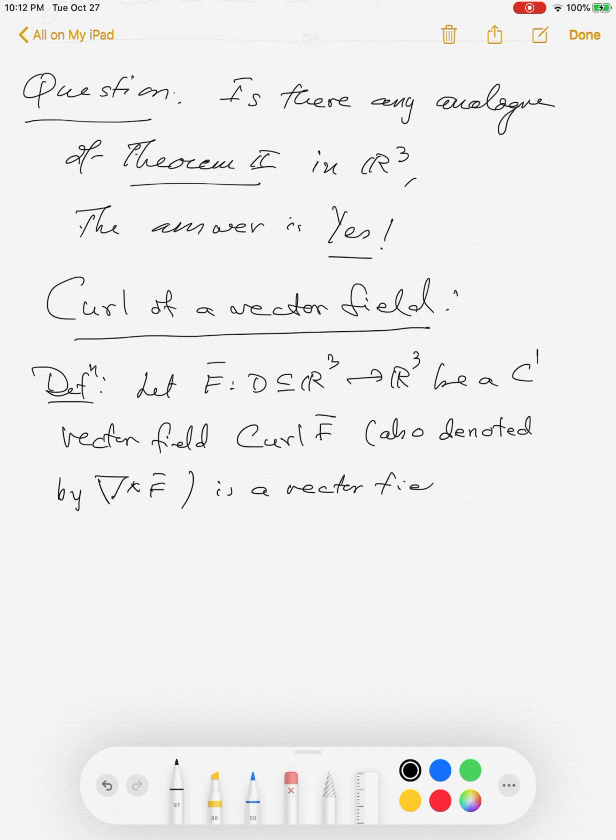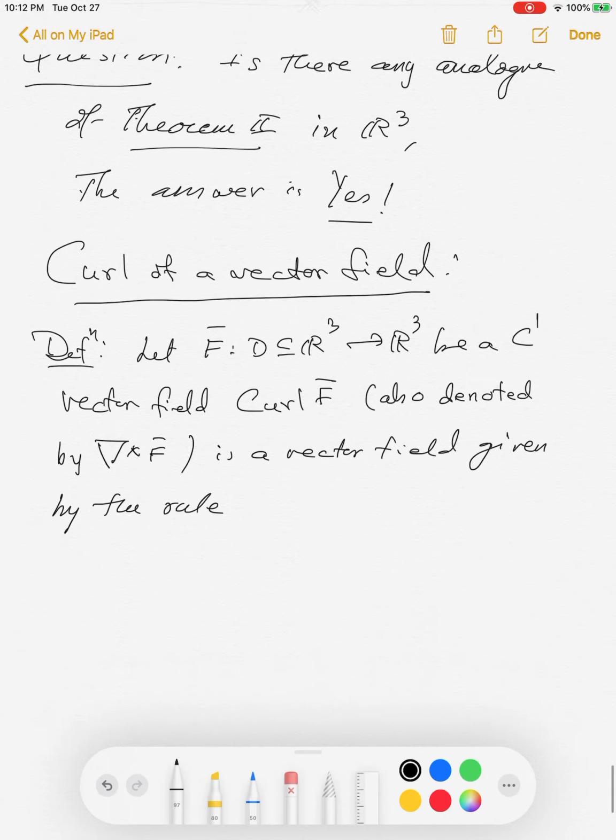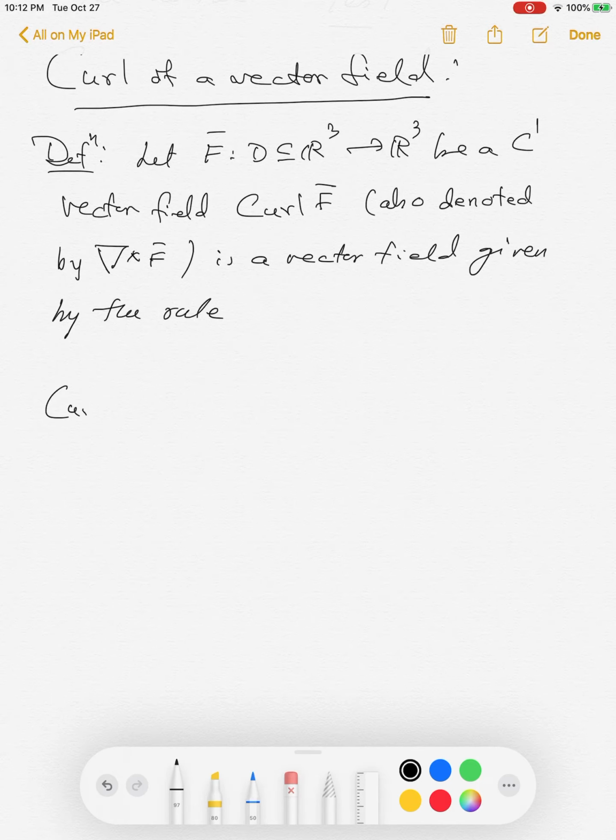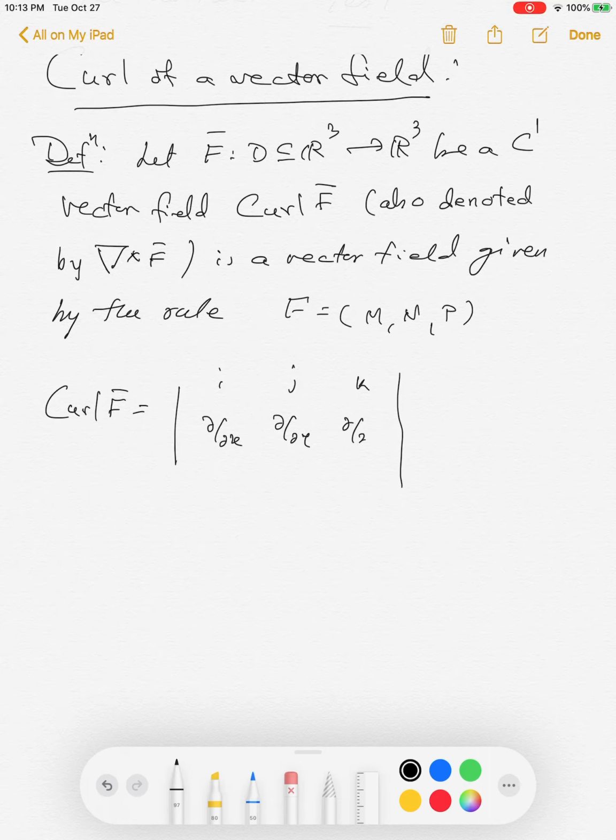This is a vector field. Curl of a vector field is again a vector field, given by a rule, and so I will tell you how to find curl of a vector field. And why is it called curl? This I will explain. So let's call f bar to be M, N, P. Then this is going to be written as i, j, k. This is a convenient notation. I'll say what I mean by this.